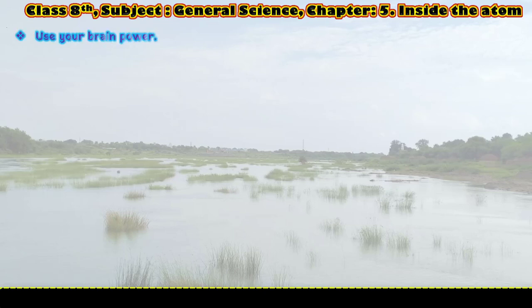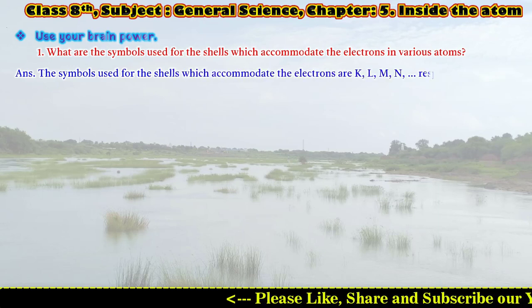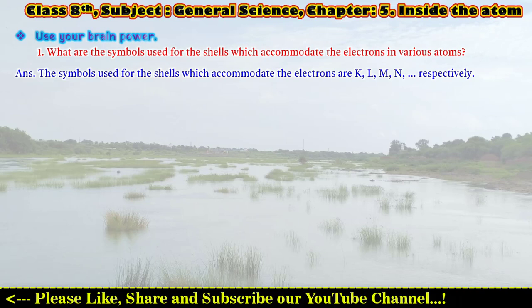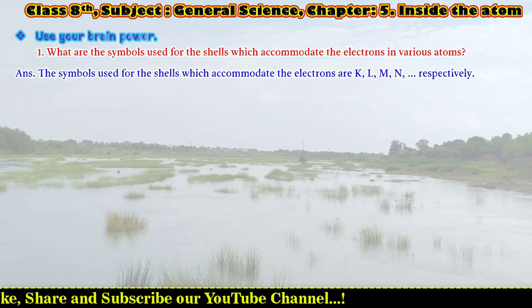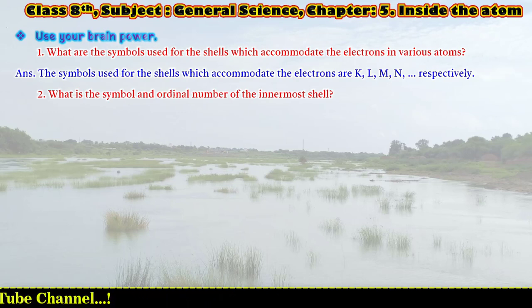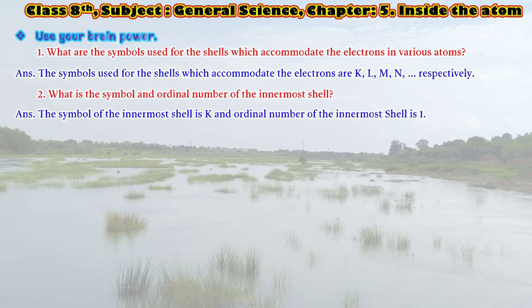Use your brain power. Question first is: what are the symbols used for the shells which accommodate the electrons in various atoms? Answer: the symbols used for the shells which accommodate the electrons are K, L, M, N, respectively. Question second is: what is the symbol and ordinal number of the innermost shell? Answer: the symbol of the innermost shell is K, and the ordinal number of the innermost shell is 1.